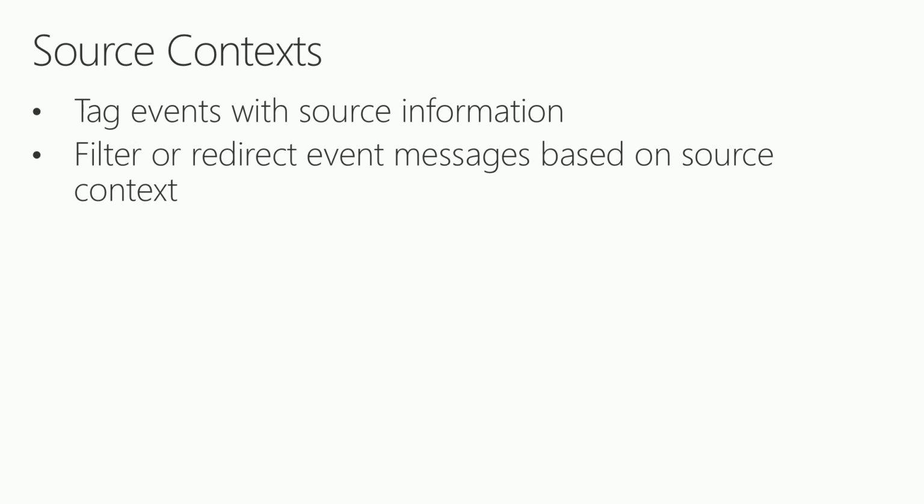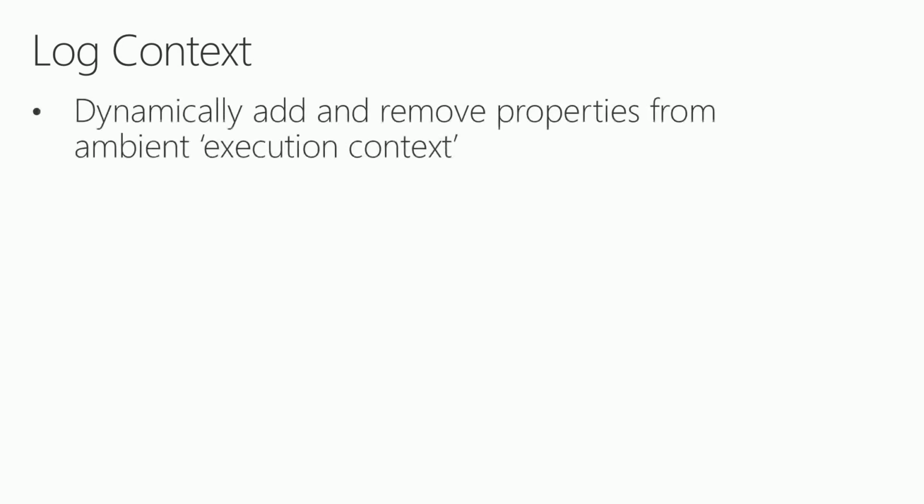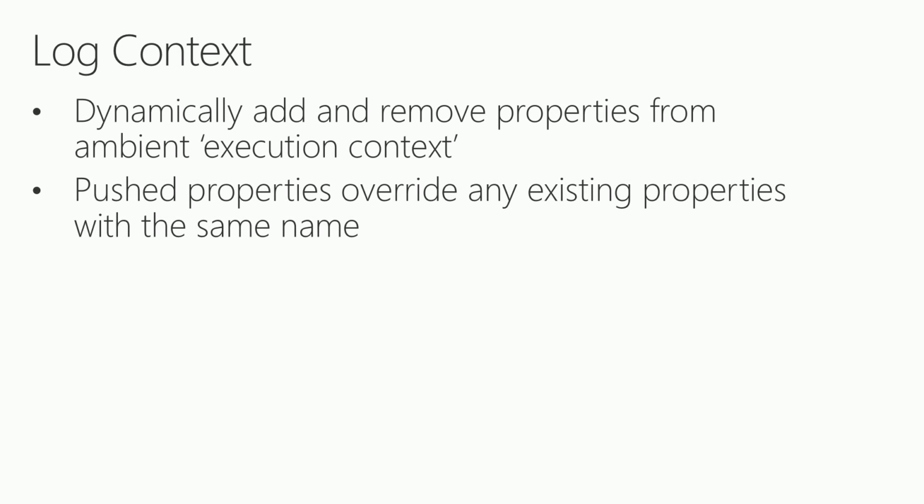Another feature within Serilog is what they call enrichment. Log events can be enriched with properties in various ways. You can dynamically add and remove properties from the ambient execution context, but keep in mind that all pushed properties will override any existing properties with the same name. This is especially useful when you want to give a log something very specific. So for example, if you are in the middle of voting on a pulse and you want that pulse ID to go with your log, you can add it via the log context.